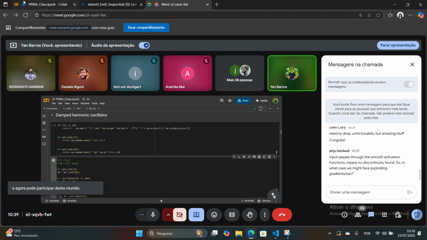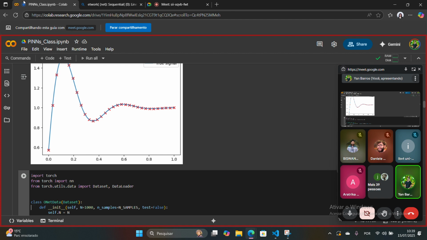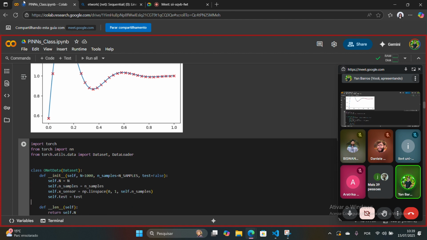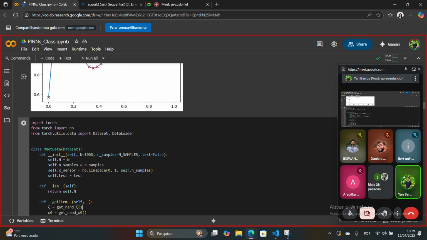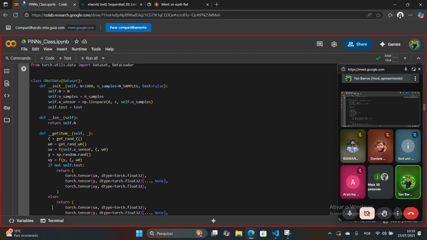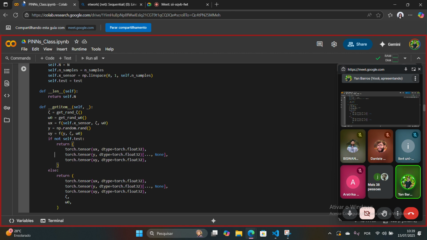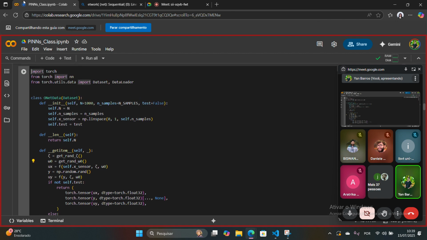Yeah, okay, so this is the plot of the data. And how can we train these physics-informed neural networks? We start the data set here. We put the number of samples that we'll have. Then we get the values of the frequencies, and we get the values of the damping values here. So we have the parameters of the neural network that will be approximated. That will be, in this case, the parameters of this function here.